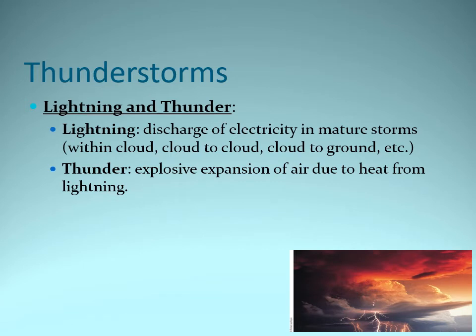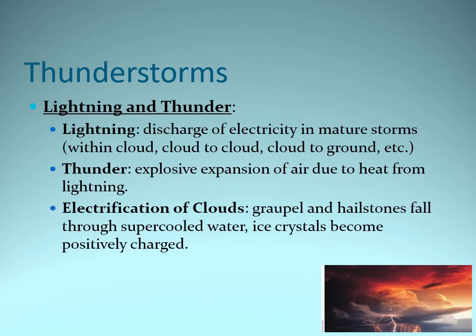Thunder is basically a result of heat warming up the air to an amazing temperature. So a lightning bolt can be 5 times hotter than the surface of the sun. So when you have that sudden heating of a very thin column of air, it expands very quickly, and that is thought to be responsible for thunder.